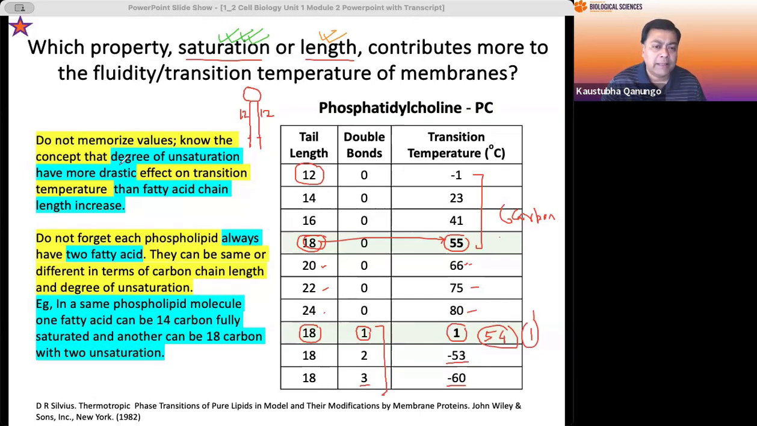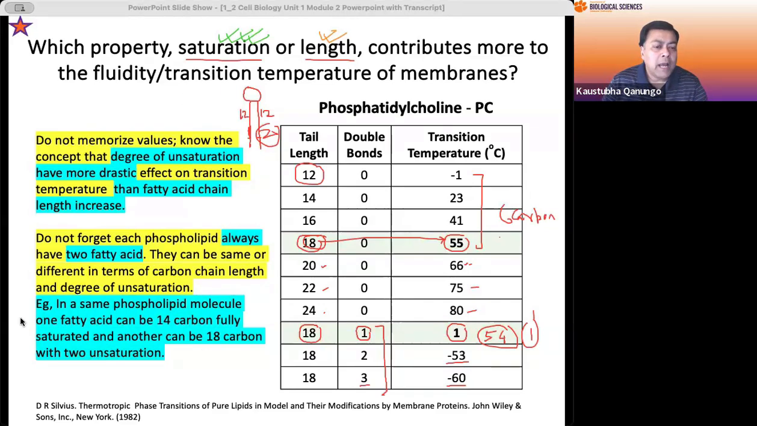So let's take a look at that. Do not memorize these values. Know the concept that the degree of unsaturation has a more drastic effect on transition temperature than an increase in fatty acid chain length. Do not forget, a phospholipid always has 2 fatty acids. This is 1 and 2. They can be the same or different in terms of carbon chain length and degree of unsaturation. In the same phospholipid molecule, one fatty acid can be 14 carbon length, fully saturated. Another can be 18 carbon length with 2 unsaturations.